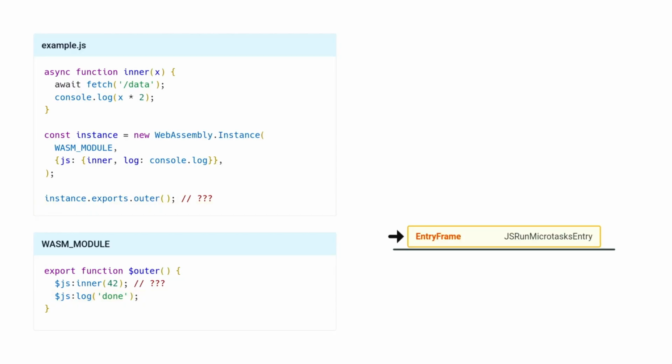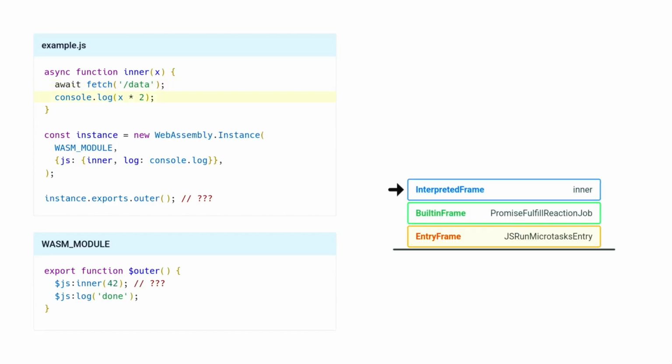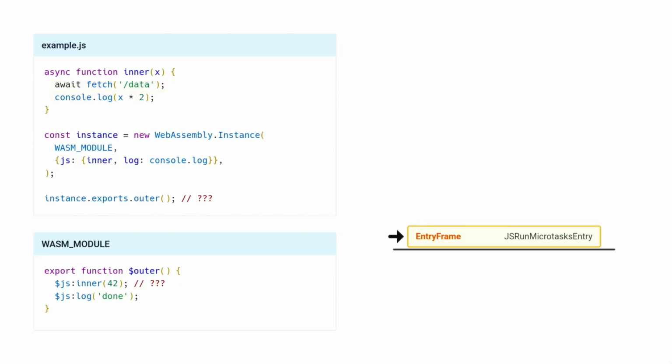The microtask queue drains because of fetch completed. We continue running inner. Inner completes its work, dispatches a resolution job, but there's nothing to resume because WASM hasn't registered anything. So we're just dead.